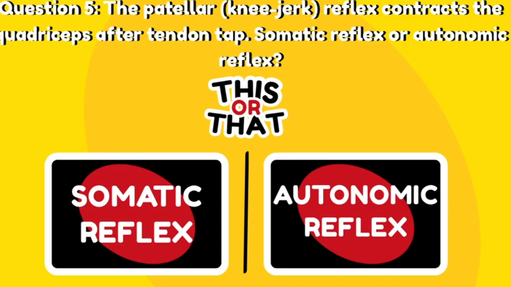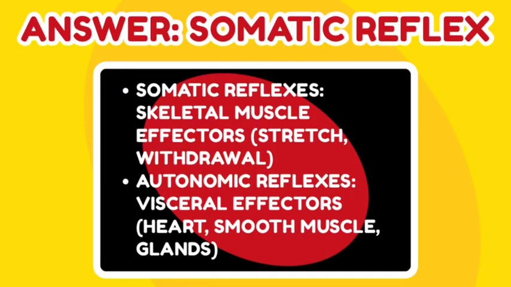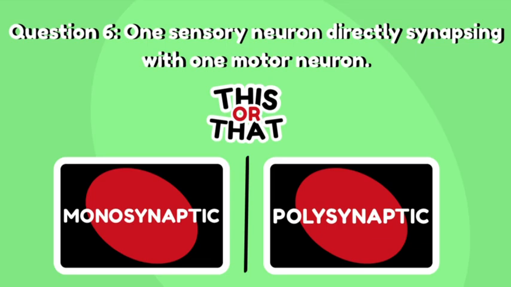Round 5. This or that. The patellar reflex contracts the quadriceps after a tendon tap. Somatic reflex or automatic reflex? That's somatic reflex. The somatic reflex is what uses skeletal muscles you can move and control, not automatic ones like the heart or digestion reflexes. Exactly.